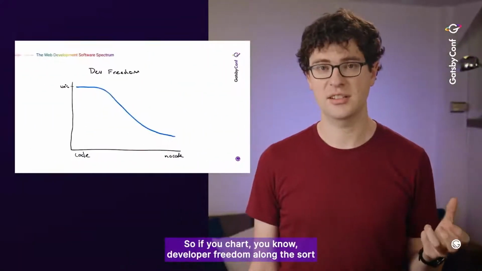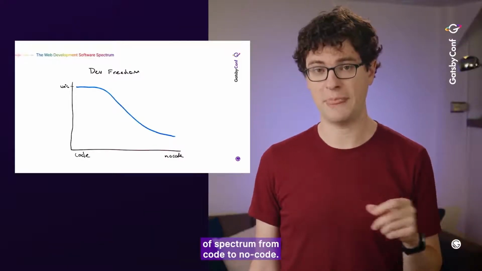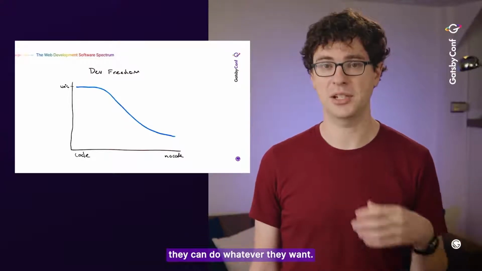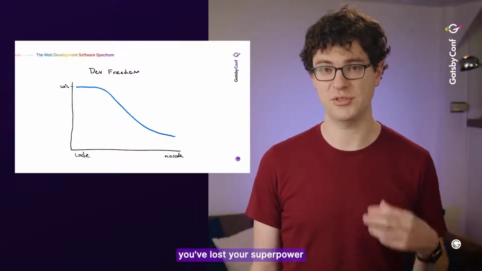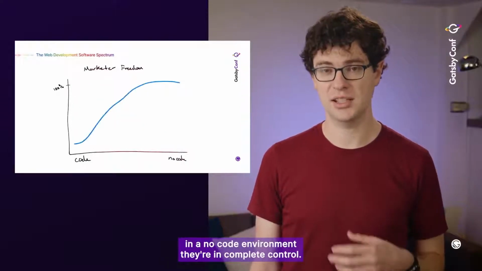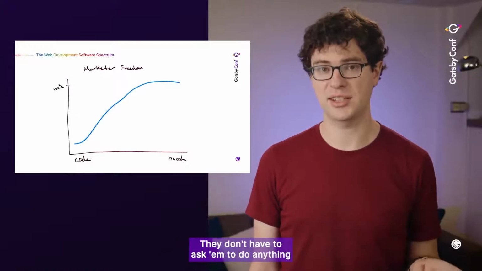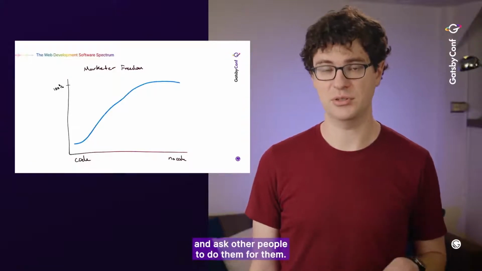So if you chart developer freedom along the spectrum from code to no code: in a coding environment, developers have 100% freedom. They can do whatever they want. But in a no-code environment, you can't write code, of course. And so now you're just like any other user. You've lost your superpower. And for the marketers, it's the reverse. In a no-code environment, they're in complete control. They're never blocked. They don't have to ask anyone to do anything. But in a pure coding environment, they have to write specs and ask other people to do things for them.